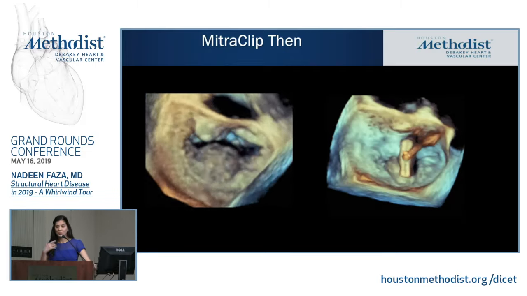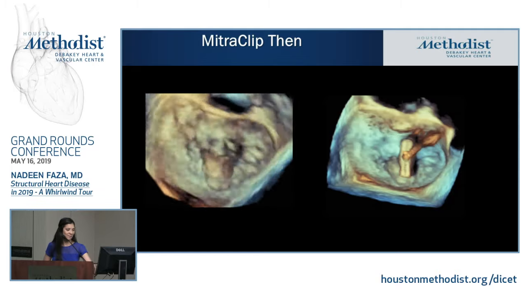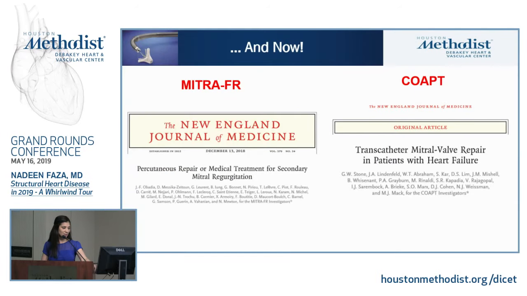This brings us to our second device, the MitraClip. And this is what it looked like back then, before 2018, 2019. We were using MitraClip for treatment of primary mitral regurgitation. You see here a P2 prolapse. But now we have two trials, the MITRA-FR and COAPT, discussing the role of MitraClip in functional MR. And these were presented in late 2018.